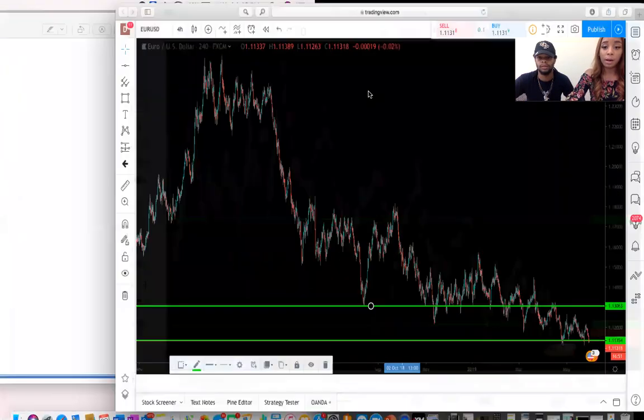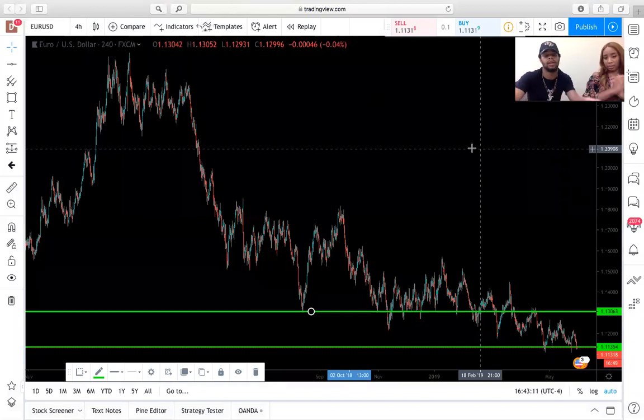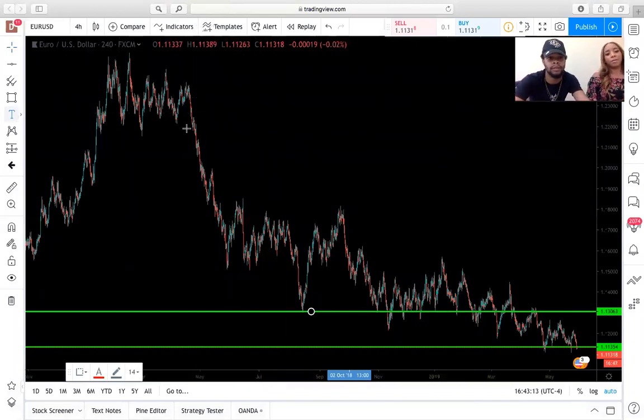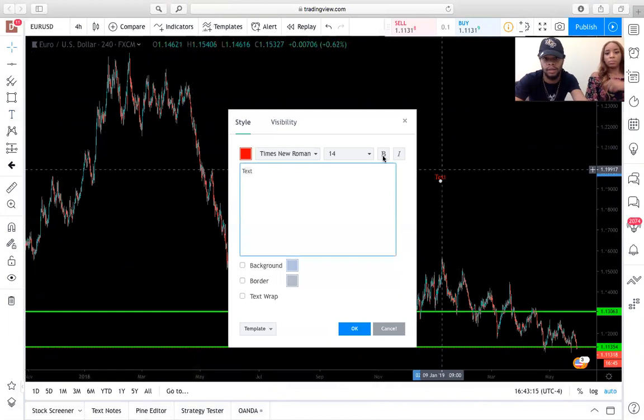So now what we're going to talk about is support and resistance. Let's go ahead and write this out so you guys can screenshot it. Support, which you guys should already know off your IML basics, in technical analysis.